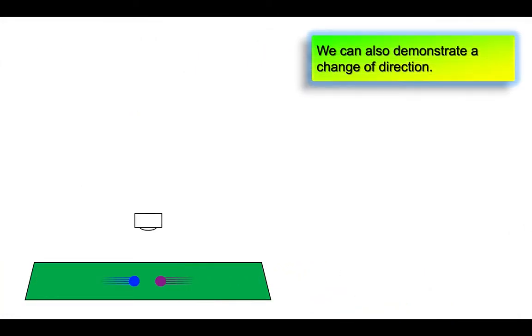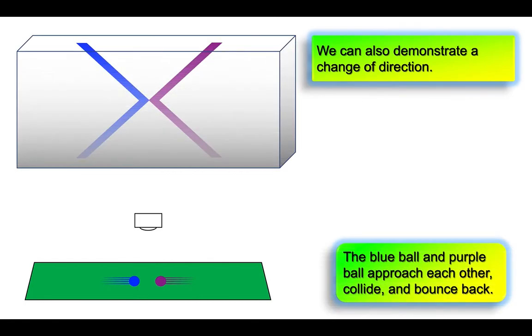We could also represent a change of direction in these figures we are building. So in this example, we'll consider the blue ball and the purple ball approaching each other from opposite directions. They're going to collide and bounce back. So the blue ball is originally moving to the right, the purple ball is originally moving to the left.